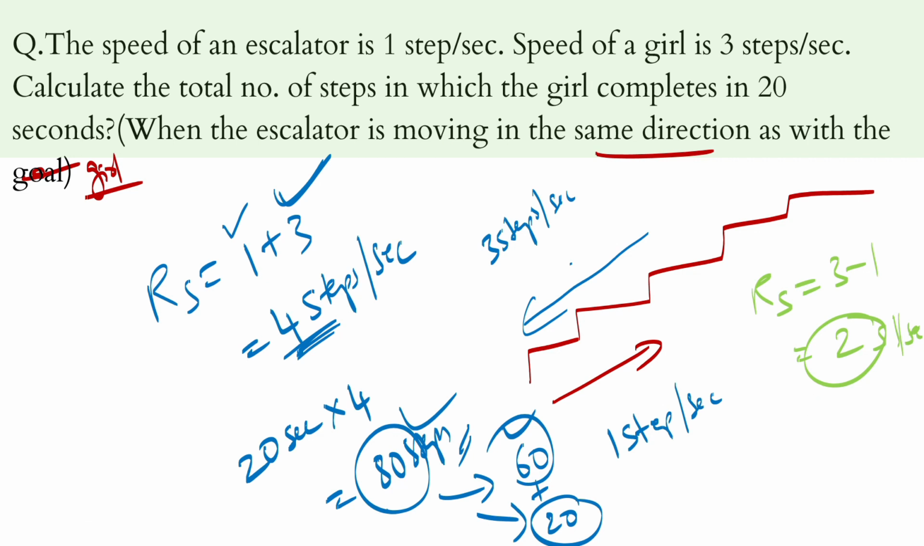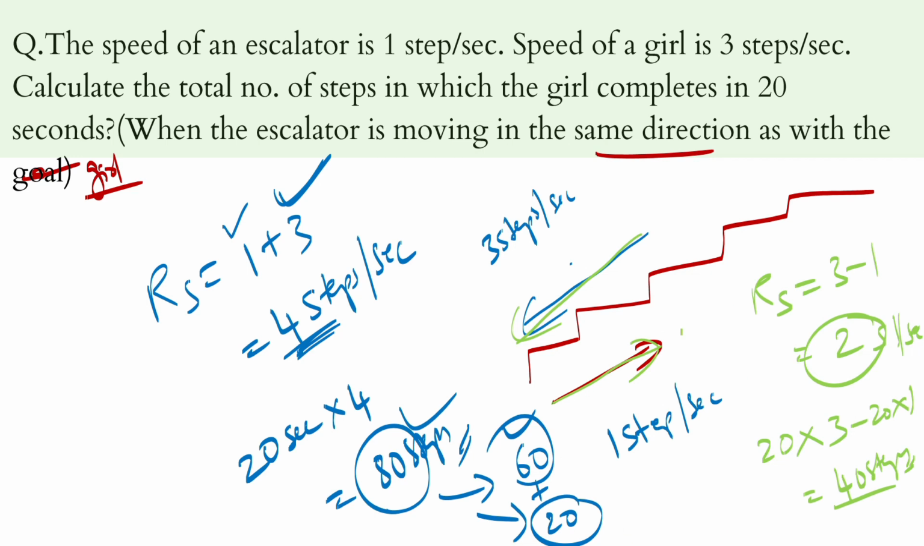2 steps per second. So the girl is moving 2 steps downwards for each second, not upwards. She is moving downwards, right? And the escalator is moving upwards. So in 20 seconds, the total steps taken are 20 into 3 minus 20 into 1. This is equal to 40 steps. Or we can directly multiply 20 into 2, right? So 40 steps.